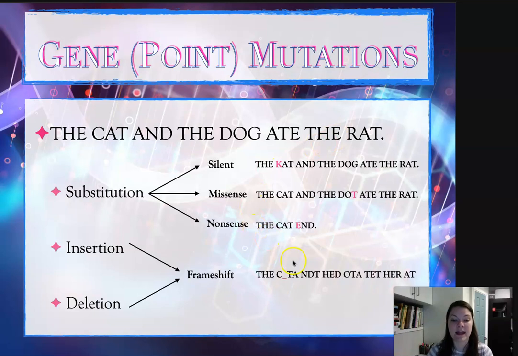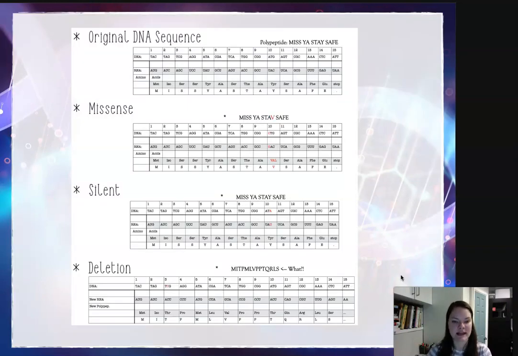For example, if I got rid of A, I no longer have the cat and the dog ate the rat. Now, all of the letters shift down one so that I'm still reading in groups of 3. The kute, nt, head, ota, tet, her, at. My meaning has changed pretty substantially. And if these frame shifts happen later, they don't tend to have as much of an effect. But if they happen really early in the gene, near the beginning, then you can imagine that those are pretty darn detrimental.